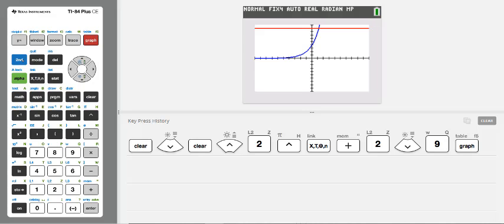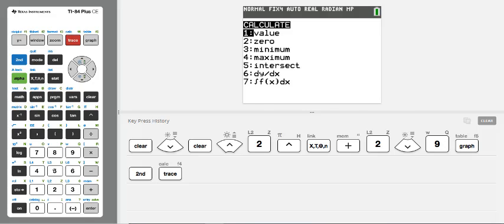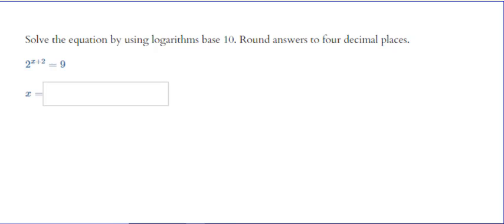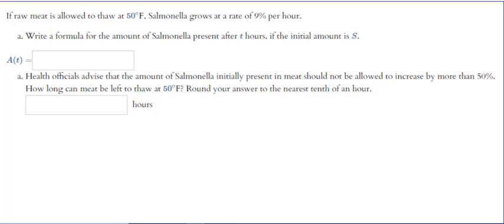I want that intersection. Second, trace. 5, enter, enter, enter. When I do that, it's 1.1699. Now, note that when you have your calculator set for 4 decimal places, it's rounding for you correctly. So 1.1699 is the answer. There you go. Now, let's look at this one.